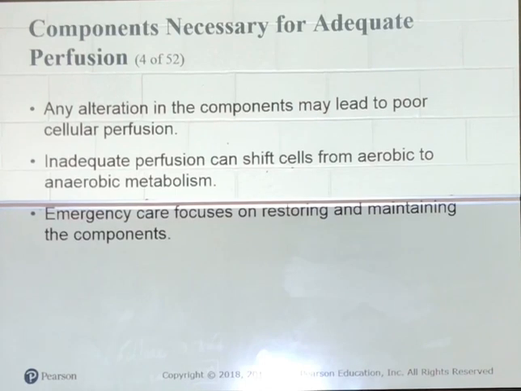All right, cell death equals tissue death, or cell death leads to tissue death. Tissue death leads to organ death. Organ death leads to organ system death, and that leads to organism death. Okay? Everything we do starts at the cellular level.